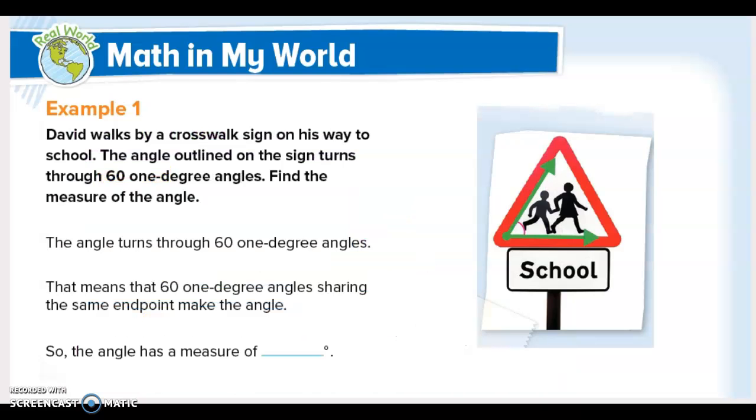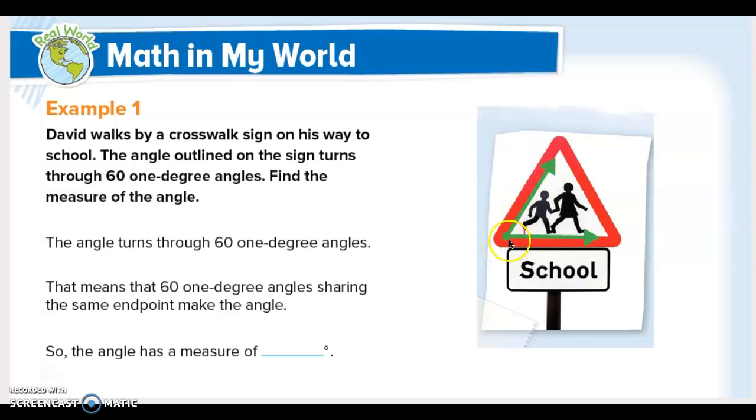So that brings us to example number 1. It says David walks by a crosswalk sign on his way to school. The angle outlined in the sign turns through 60 1-degree angles. Find the measure of the angle. So all they're saying is they start here, and this second ray continues to tick up 1 degree at a time. And it does that 60 times, and then it stops.